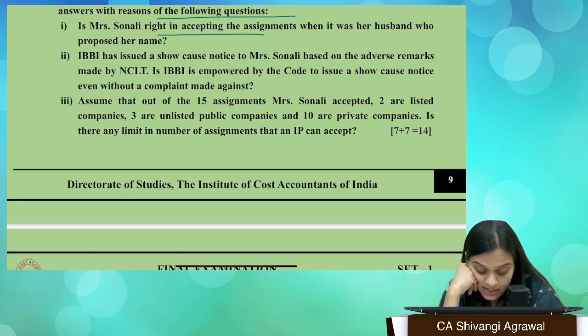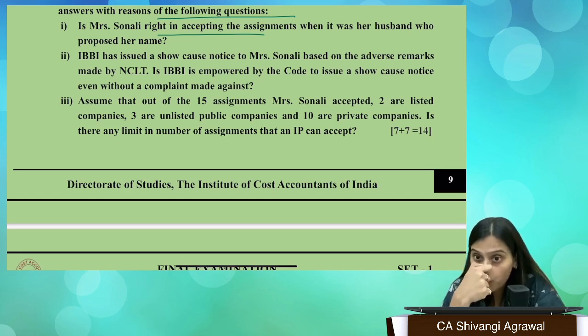Secondly, IBBI has issued a show cause notice to Mrs. Sonali based on the adverse remarks made by NCLT. Is IBBI empowered by the code to issue a show cause notice even without a complaint made against it? So yes, of course, IBBI, it's IBBI. ठीक है, तो IBBI बिल्कुल empowered है. IBBI is the authority which is actually meant to overlook and oversee the professionals, है ना?